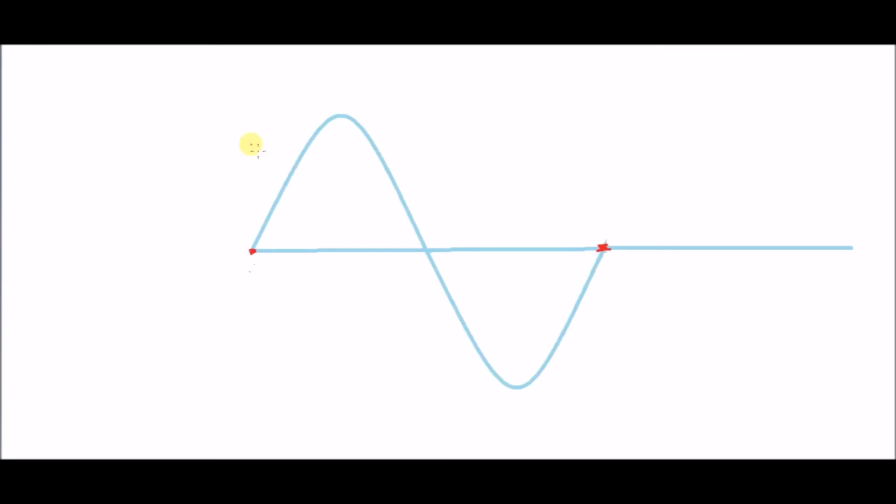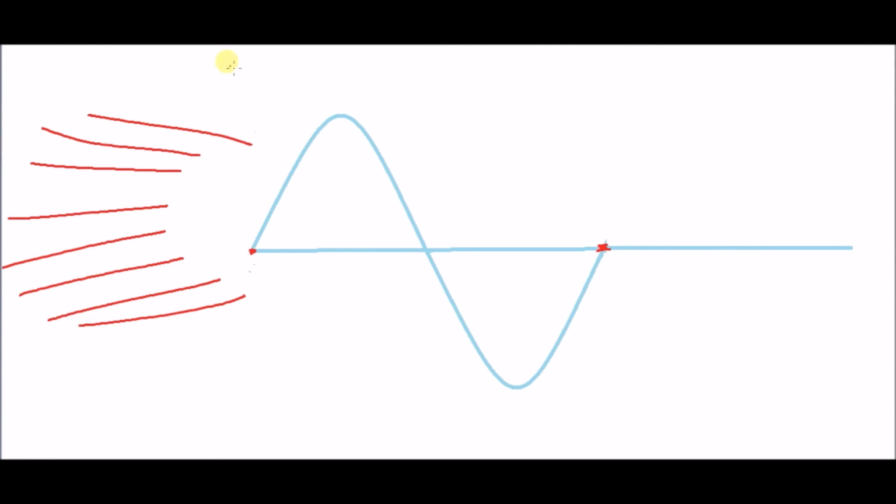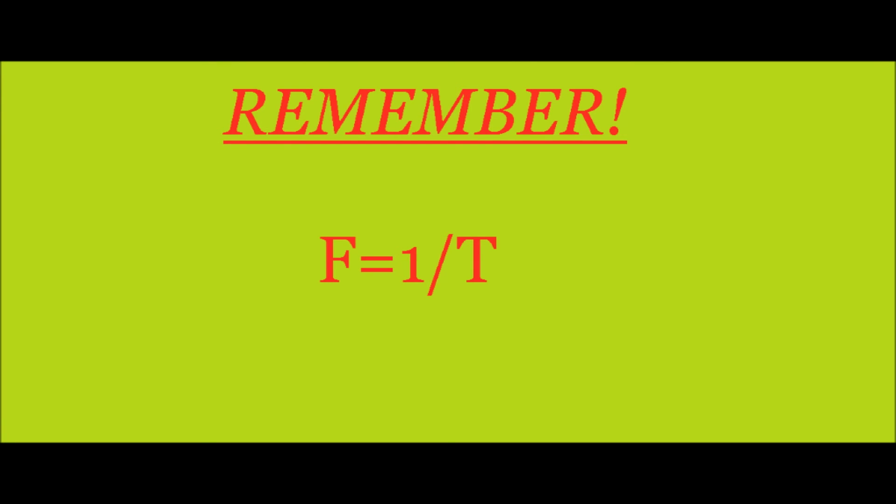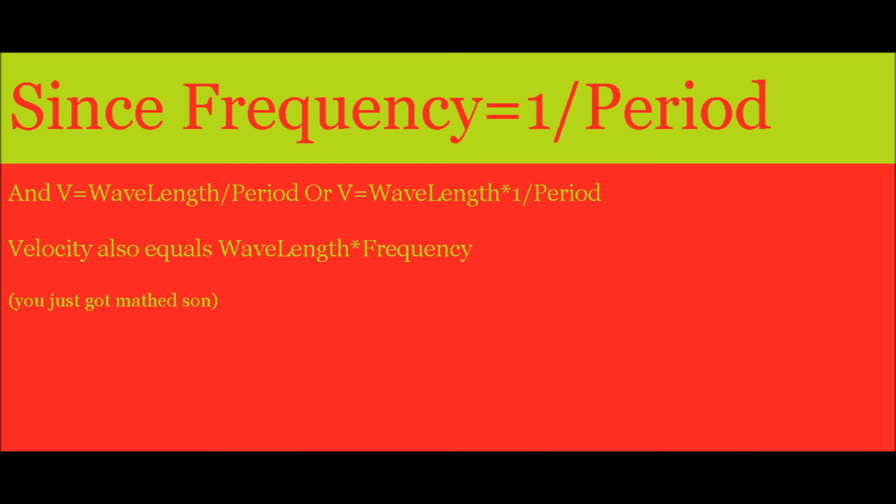Next up, wave speed. Wave speed is how fast a wave moves in a direction, or its velocity. It can be found using the equation velocity equals wavelength over period. This is similar to the equation velocity equals distance over time. But remember that period is the inverse of frequency. So since velocity equals wavelength over period, velocity equals wavelength times frequency. Didn't expect to see frequency again now, did you?